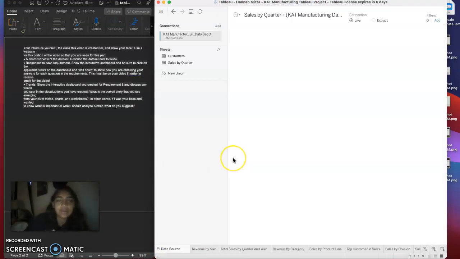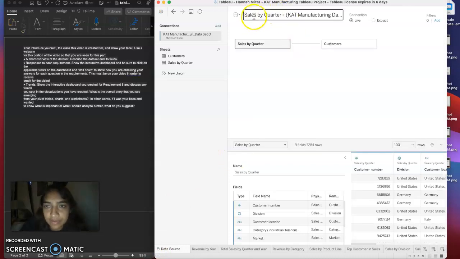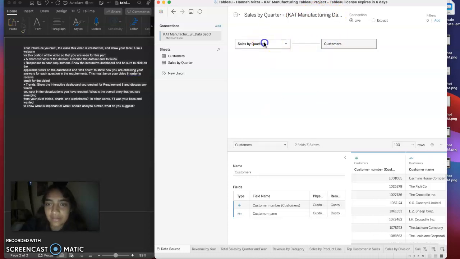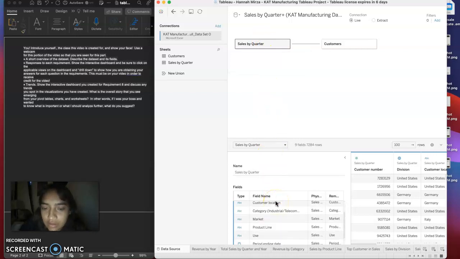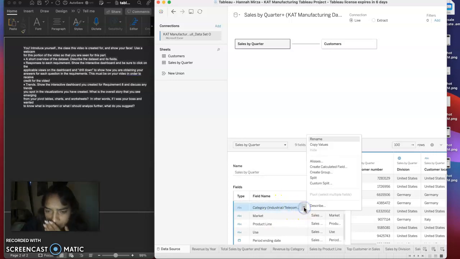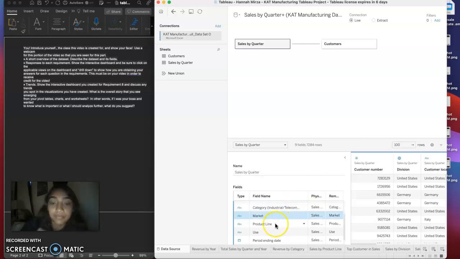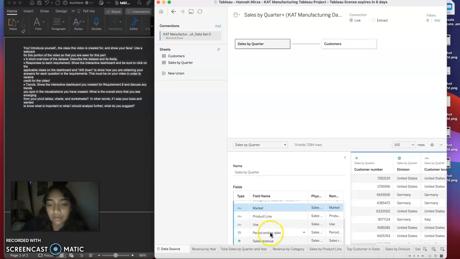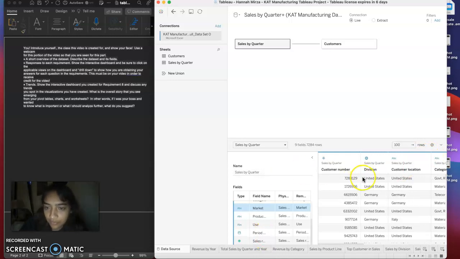Okay, so the data source. Quickly I'll go over the data. This, as you can see, is sales by quarter, and it's the manufacturing data. You have two sets of data, the customers and the sales, which is also really cool because you can see how many people are buying what. Some of the fields are division, customer location, category. The two categories are, I believe, industrial and I think it's telecom something. Market, product line, use, sales revenue, and the period. And those are the fields. What I really like about this is you can see there's a number per customer amount.